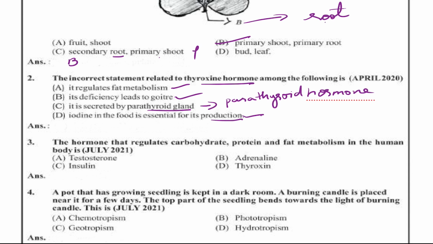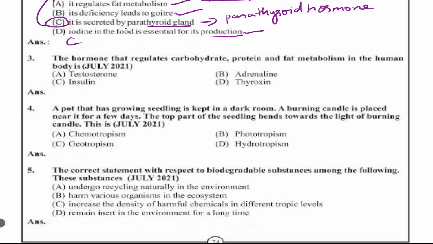Coming to option D, iodine in the food is essential for its production. Yes. So the incorrect statement, that is the wrong option, is C. Is the thyroxine hormone secreted by parathyroid gland? No, it is secreted by thyroid gland. So which is the incorrect statement? It is option C. Coming to the next question.